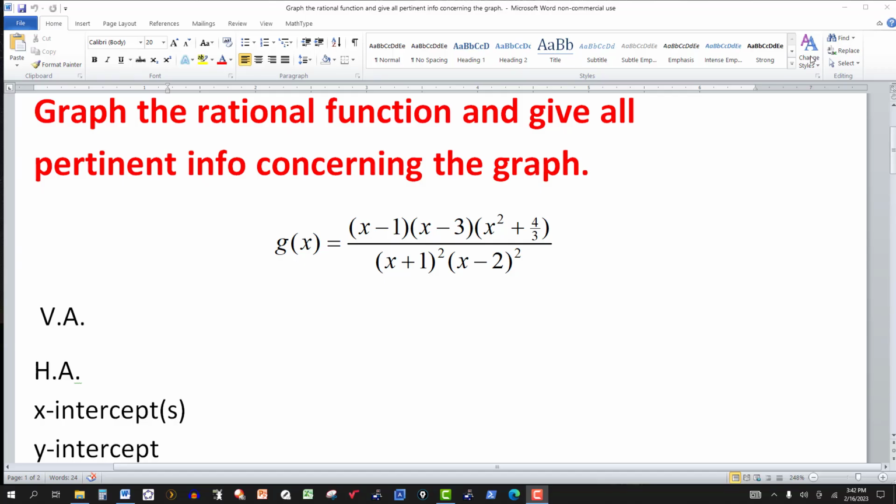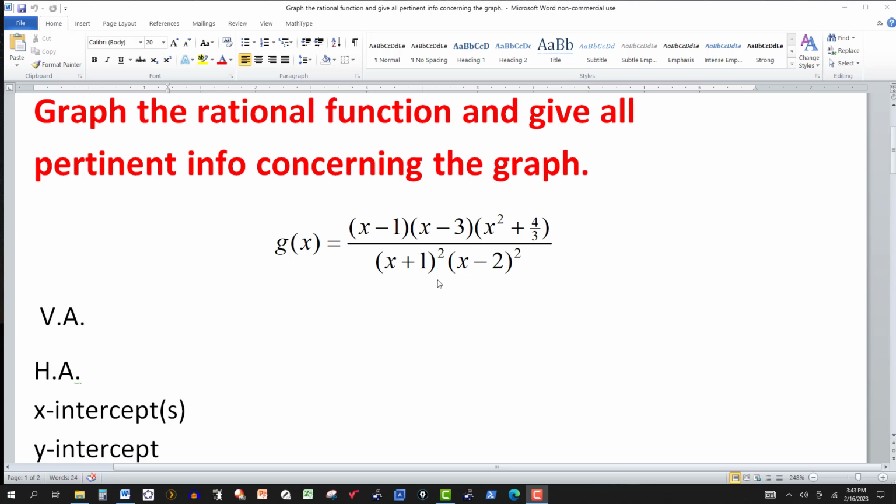In this video, we're going to graph this rational function and give all pertinent information concerning the graph. So the information we want are the vertical and the horizontal asymptotes, the x and the y intercepts. And then once we get that information, we'll use what I call the zeros method. And I'm using the zeros of the numerator and the zeros of the denominator.